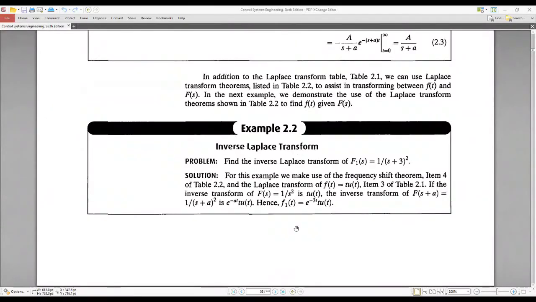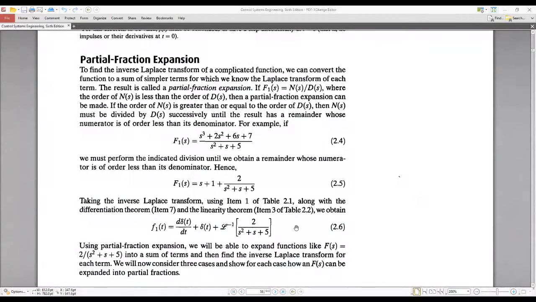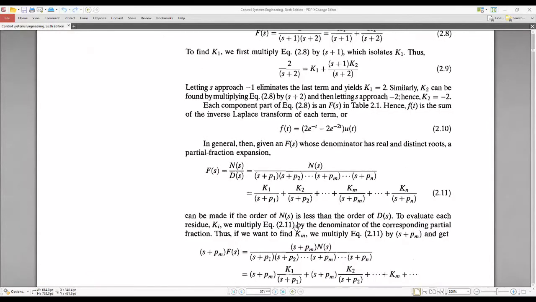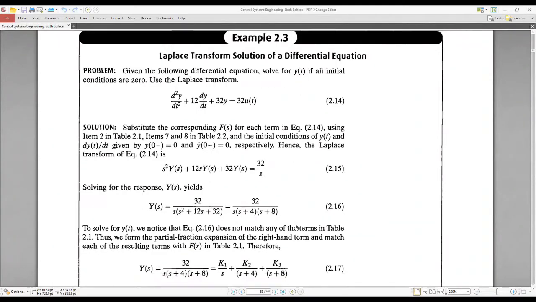Some inverse Laplace transforms are also there. Partial fraction is important here. Just look at the example. Now see 2.3. Given the following differential equation, solve for y(t) if all initial conditions are 0. If all the initial conditions are 0, use the Laplace transform.